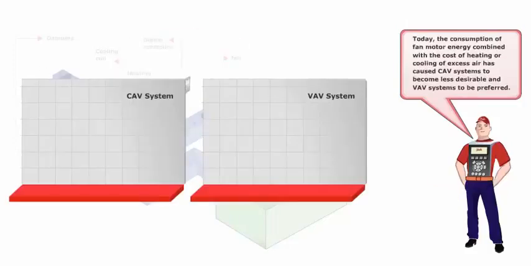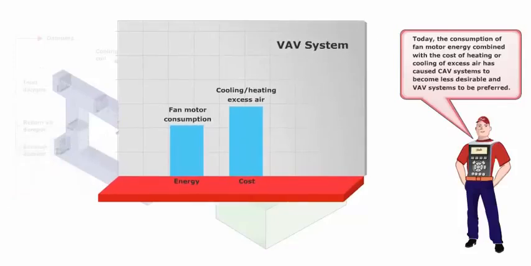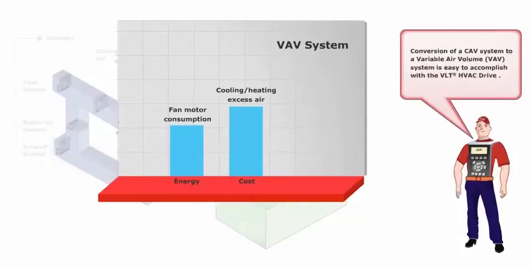Today, the consumption of fan motor energy, combined with the cost of heating or cooling of excess air, has caused constant air volume systems to become less desirable, and variable air volume systems to be preferred. Conversion of a CAV system to a variable air volume system is easy to accomplish with a VLT HVAC drive.